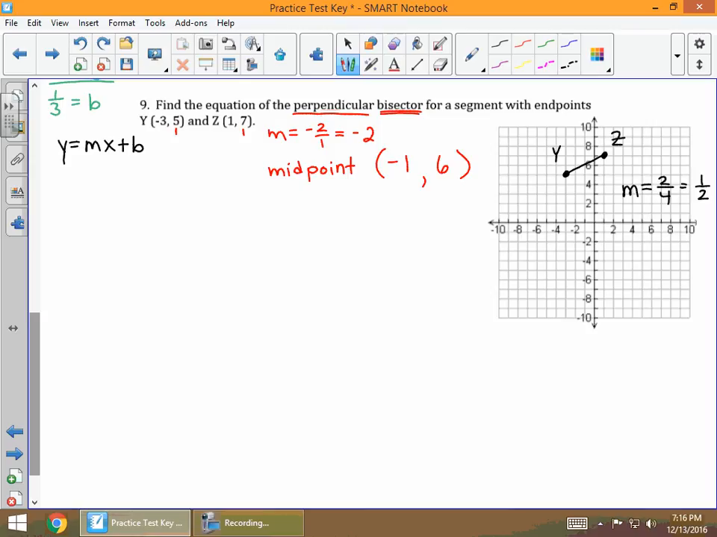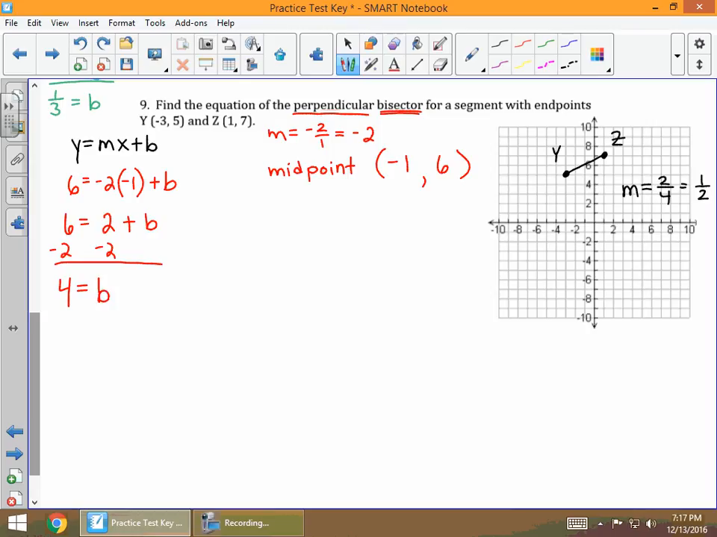Now I have everything I need. Now I know the slope and I know a point. So when I use my y equals mx plus b, now I know a y value. My y value is 6. I got it from the midpoint. The m is negative 2. The x is negative 1 plus b. Now that is negative 2 times negative 1 is 2 plus b. To get b by itself, subtract 2 on both sides. 6 minus 2 is 4 is my b value.